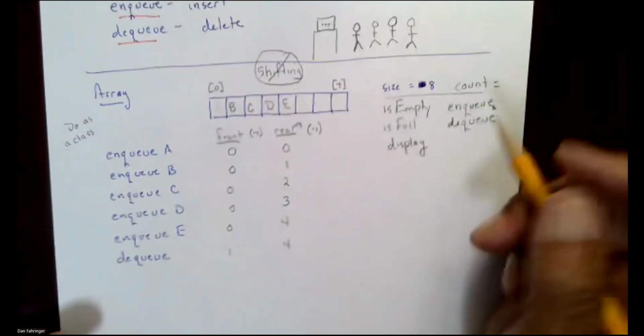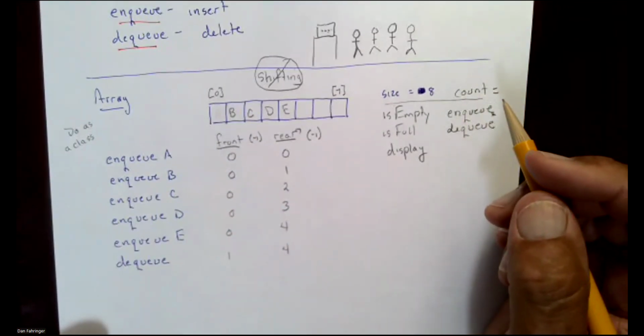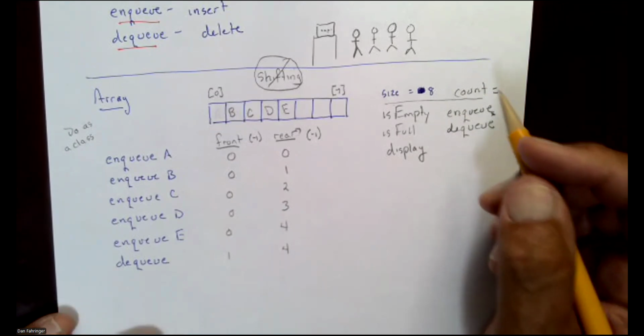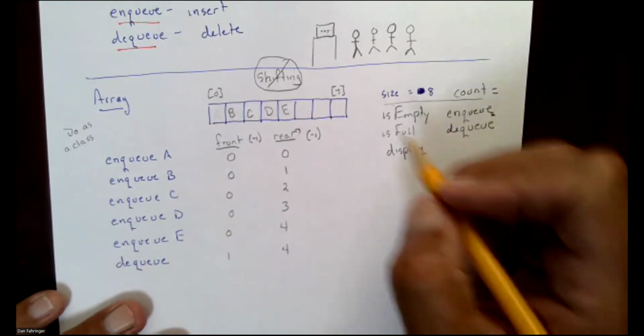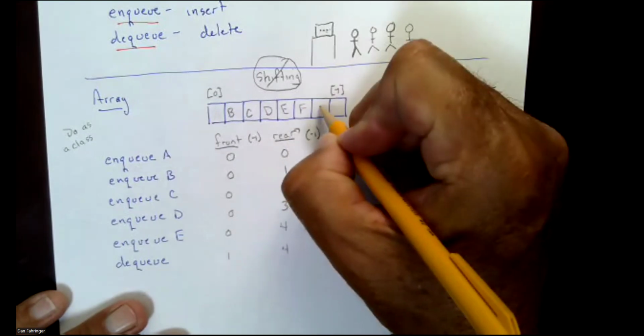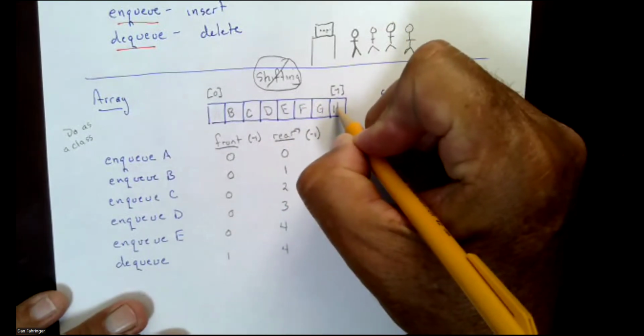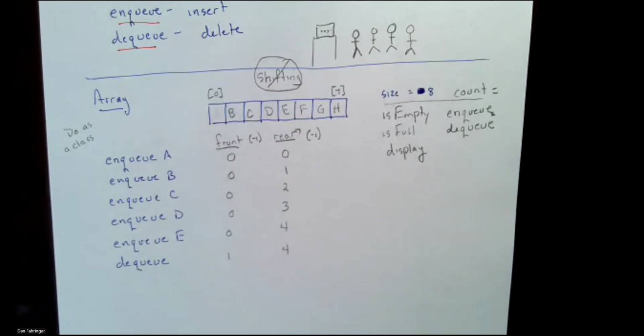What if all of a sudden we had a mad rush? I mean, this is Black Friday 20 years ago, and people were filling up this line, and here comes F, and here comes G, and here comes H.